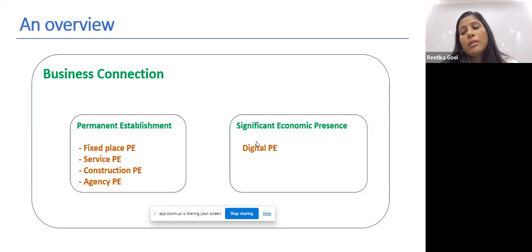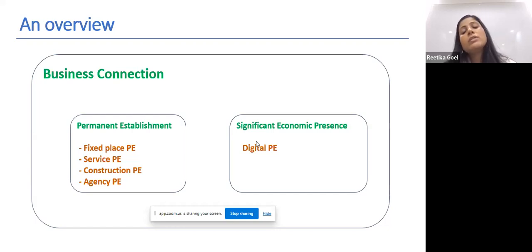So tax authorities realize that digitalization is today's way of doing business. So we'll have to bring this way of business into the tax net, and how can they bring this into the tax net? Globally, there have been talks. OECD is working with its different working committees and is coming up with action plans, and they are also working on Pillar 1 and Pillar 2.